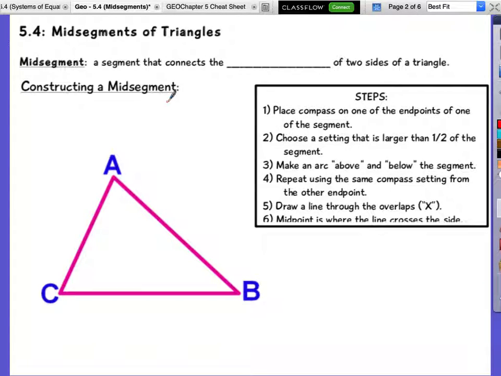Okay. So, 5.4. A midsegment. A midsegment, as the name says, is a segment. It's a segment that connects the midpoints of two sides of a triangle. Does that kind of make sense that a midsegment would be a segment that connects midpoints? I think that one should be hopefully our easiest one to remember. Of the many terms we've learned, I think that one's probably going to be our easiest one to remember.